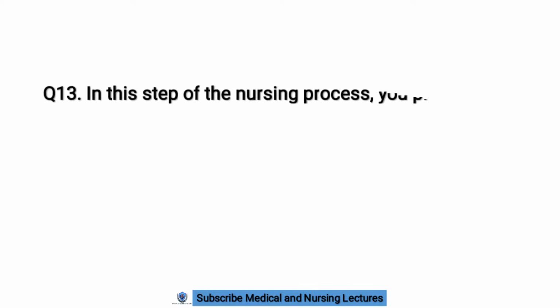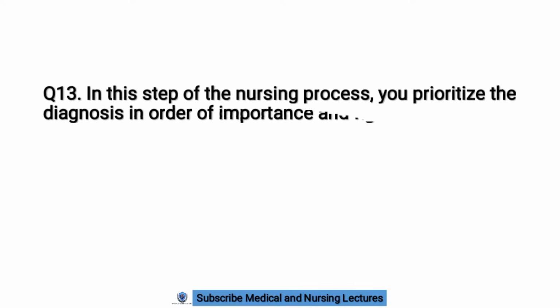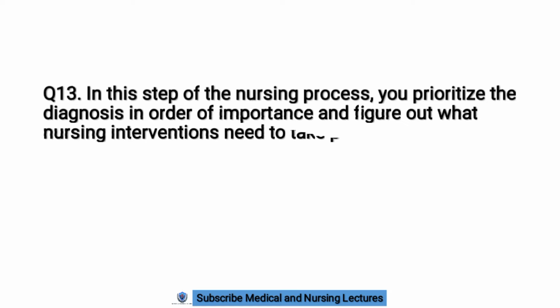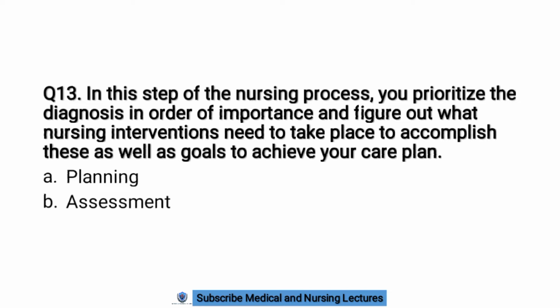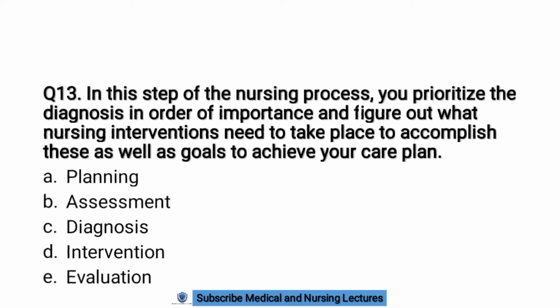Question number 13. In this step of the nursing process, you prioritize the diagnosis in order of importance and figure out what nursing interventions need to take place to accomplish these, as well as goals to achieve your care plan. Option A, planning. Option B, assessment. Option C, diagnosis. Option D, intervention. Option E, evaluation. Here the correct option is planning.